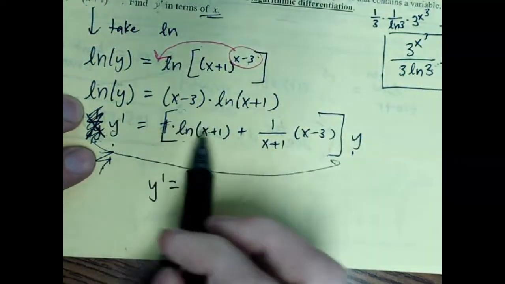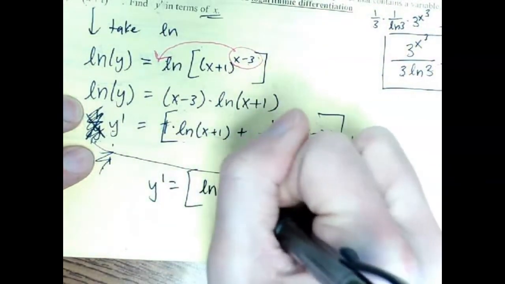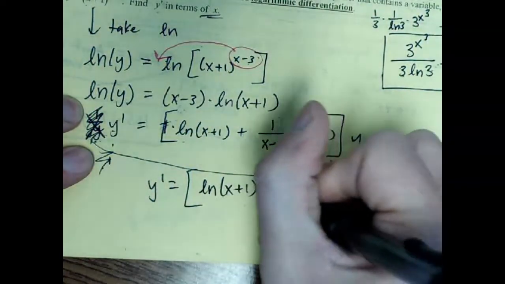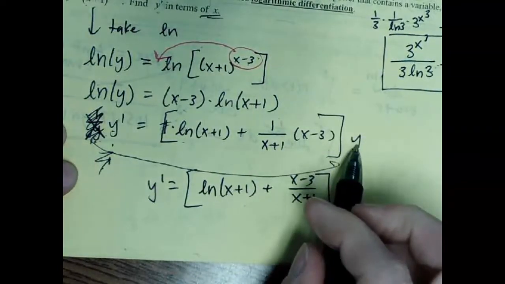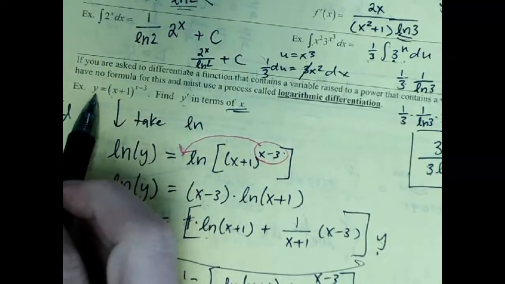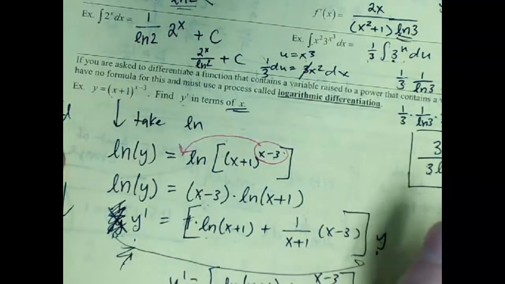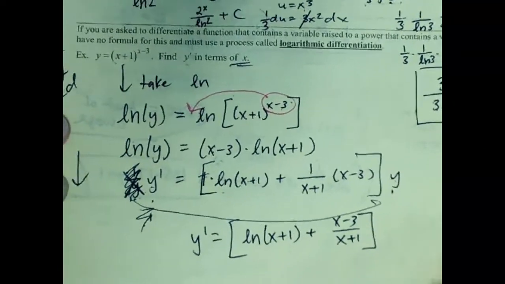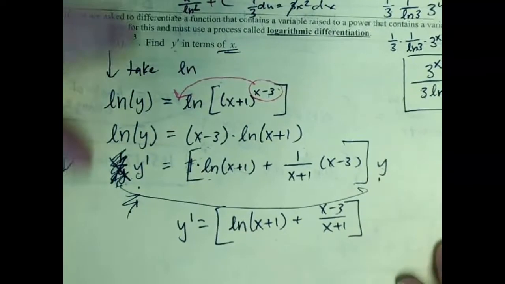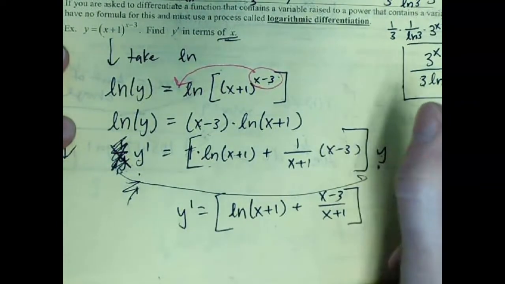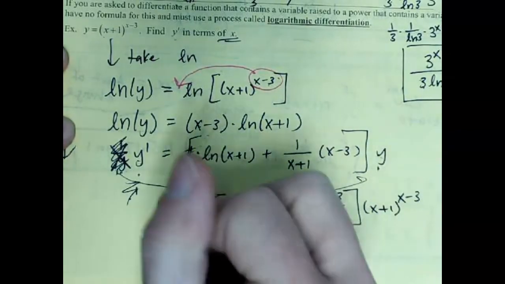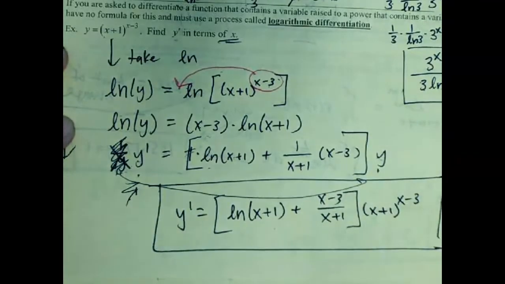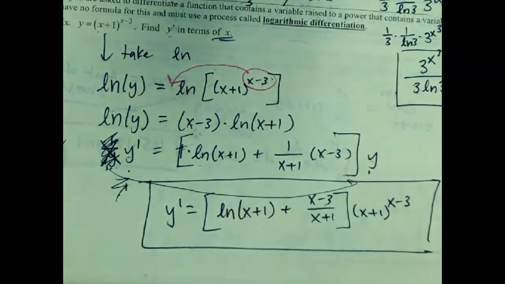I'm now going to just copy this stuff, ln of x plus 1. I'm going to combine all this, so plus x minus 3 over x plus 1. And then instead of the y, what was the y equal to? Remember the question told us? The y was x plus 1 to the x minus 3 power. And so that is what your derivative would look like.